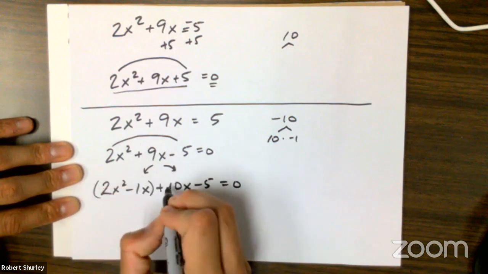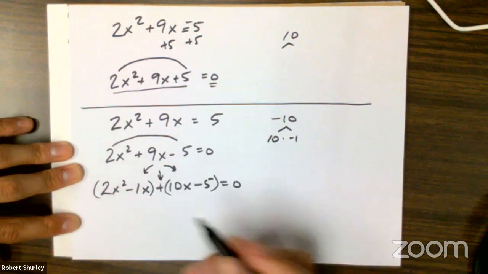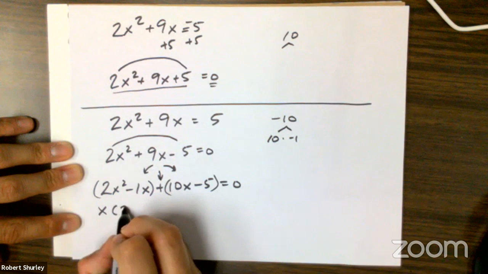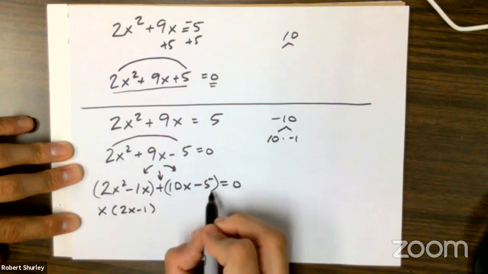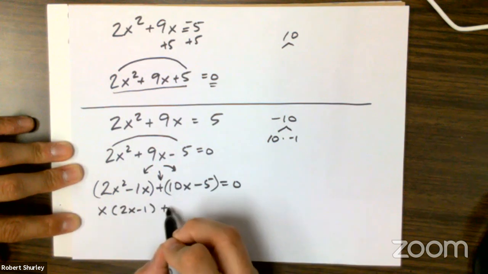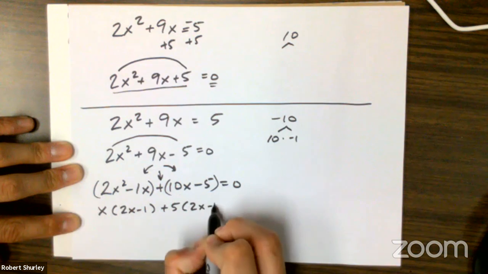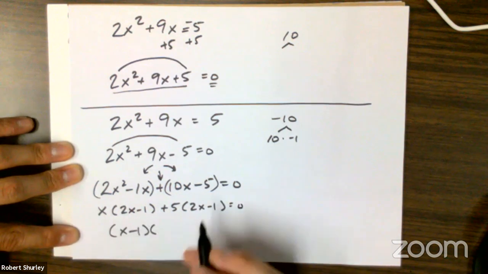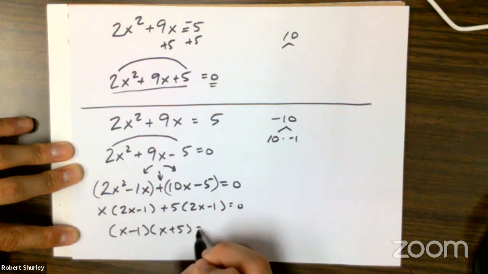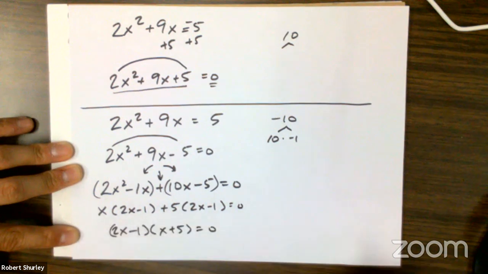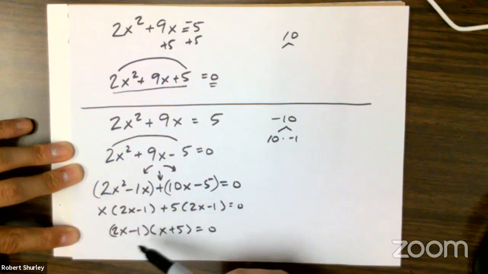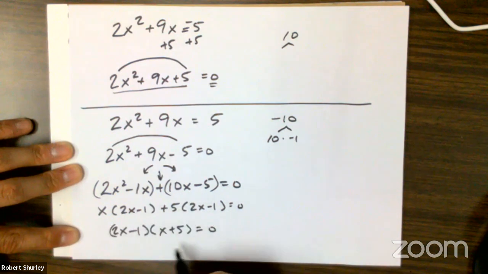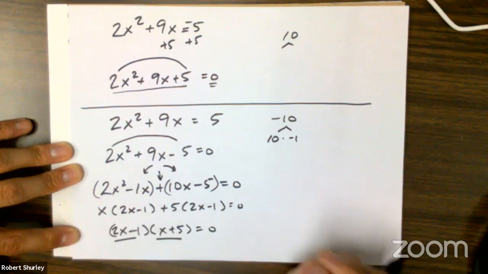So I'm going to set the parentheses because I've got the plus sign set. I can factor an x out. I'm left with 2x minus 1. If I want to match them, I got to factor a 5 out, and I get 2x minus 1 equals 0. Factor that. Oh, wait, it's a 2x minus 1, right? So factor the 2x minus 1 out, times x plus 5 equals 0. Boom. Now I've got my a and my b.